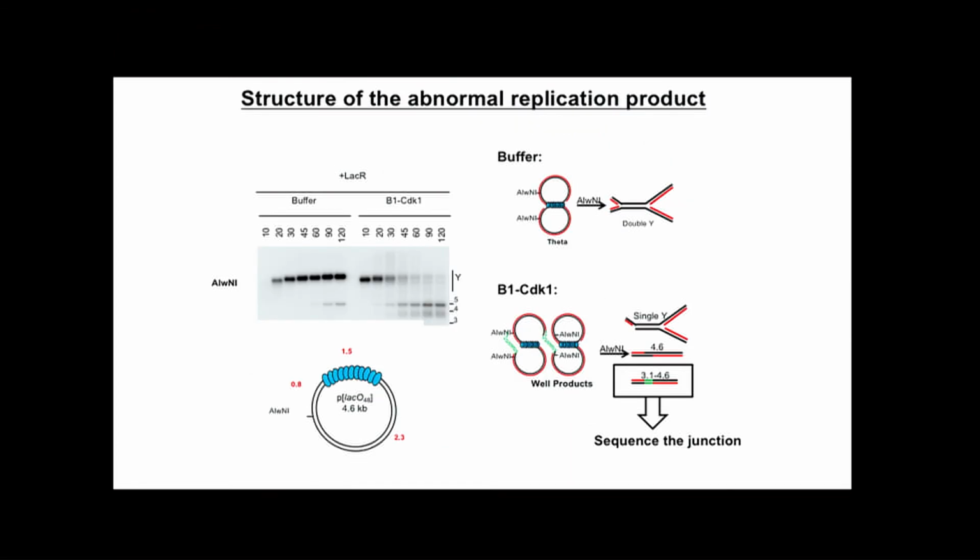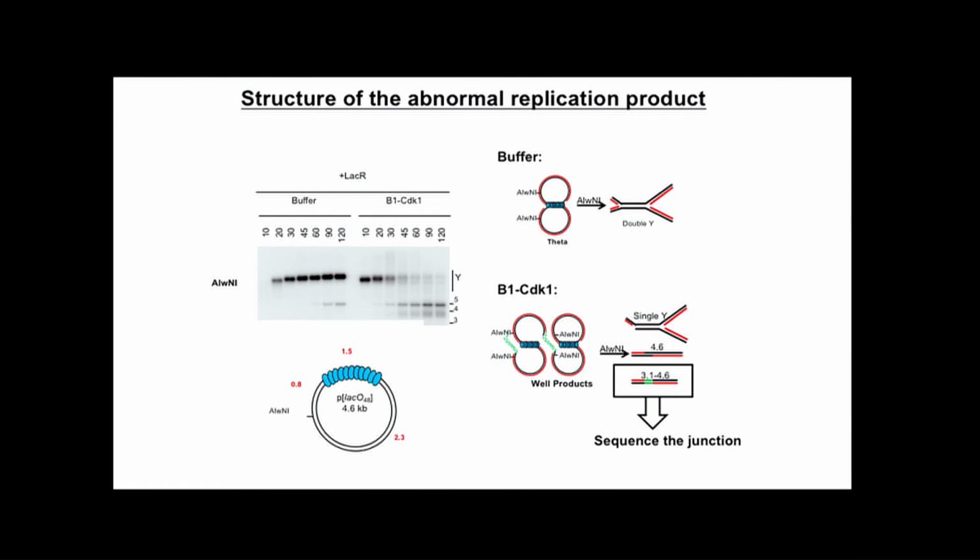So the next thing we wanted to know is what's going on at these forks. And what we did is that we took our plasmid and we digested it with an enzyme. So if you take the theta structure and cut it once, since the cutting site gets replicated, you wind up with a so-called double Y structure. You can see that here. That goes from here to here, joined around here. Hopefully you can see that. Okay, so that's the double Y structure here.